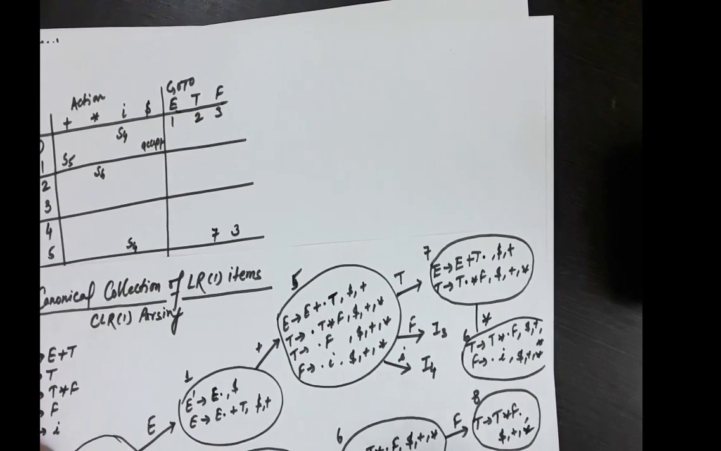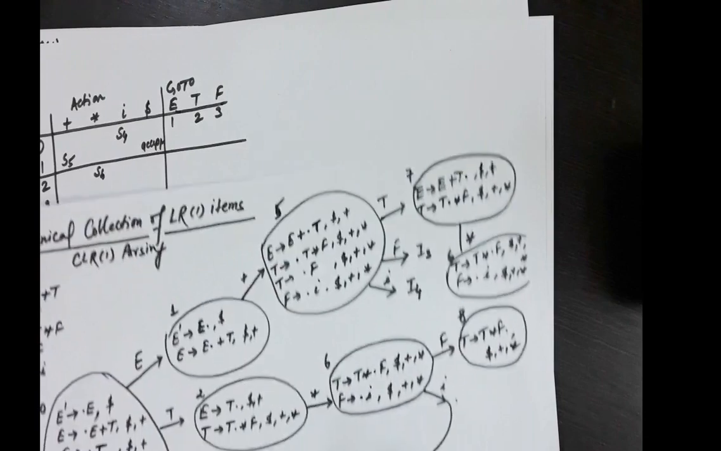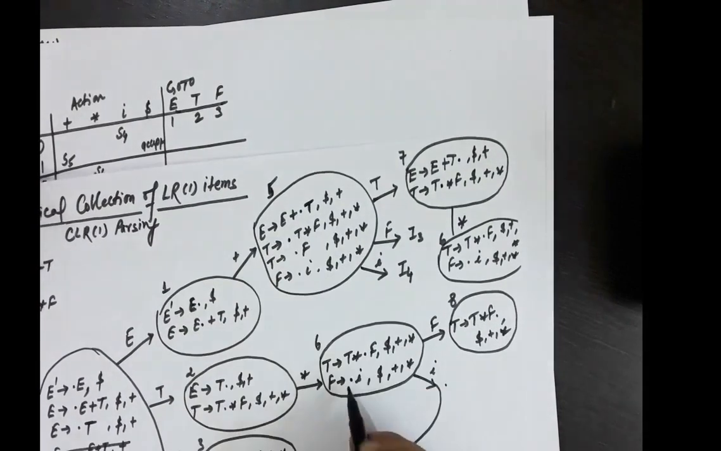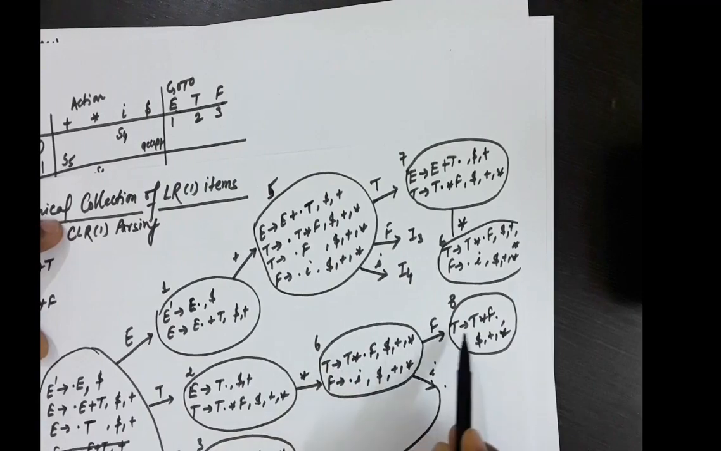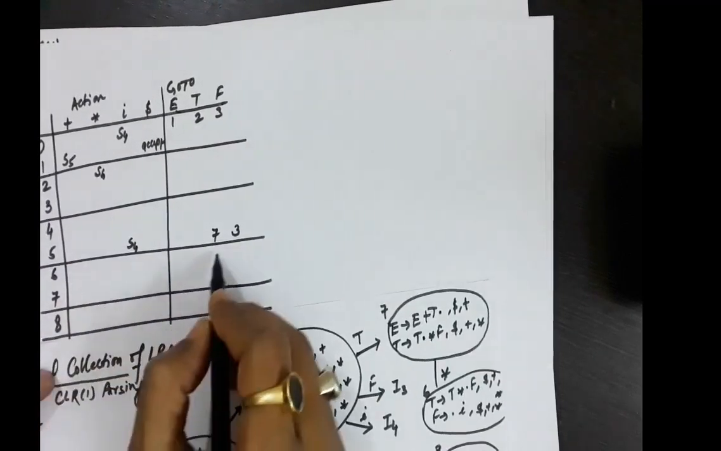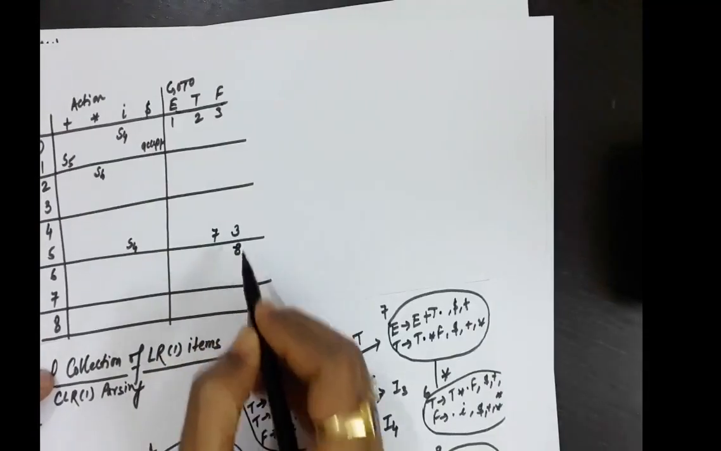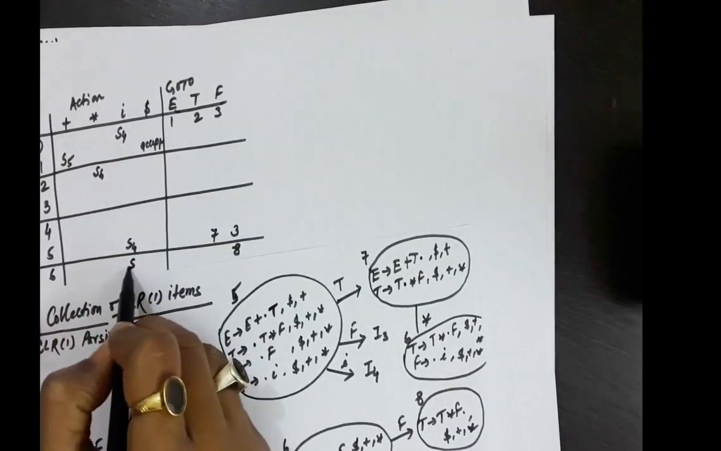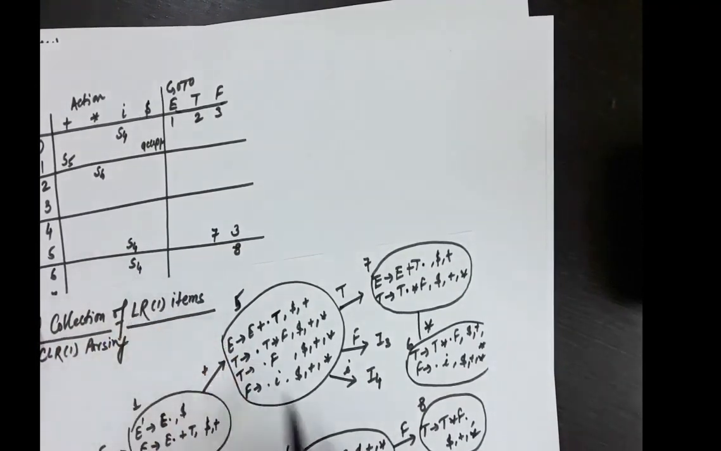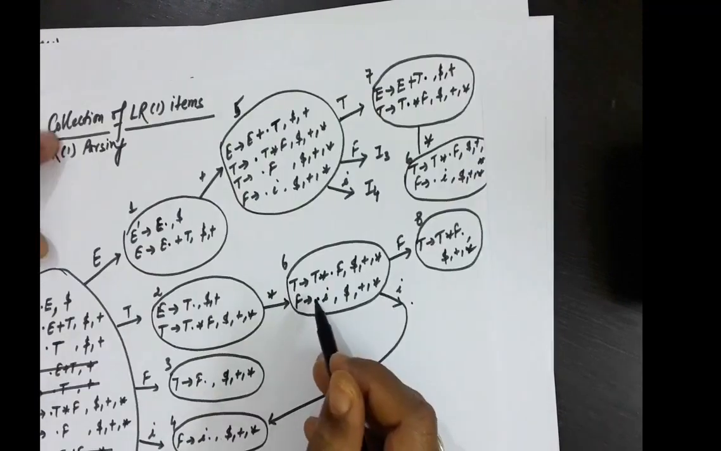So the transition from 5 is over. We'll now be writing the transition from 6 state. From 6 with capital F, you're going to 8. On 6 with a small I, you're going to 4, so you will be writing S4. So transition from 6 is over.